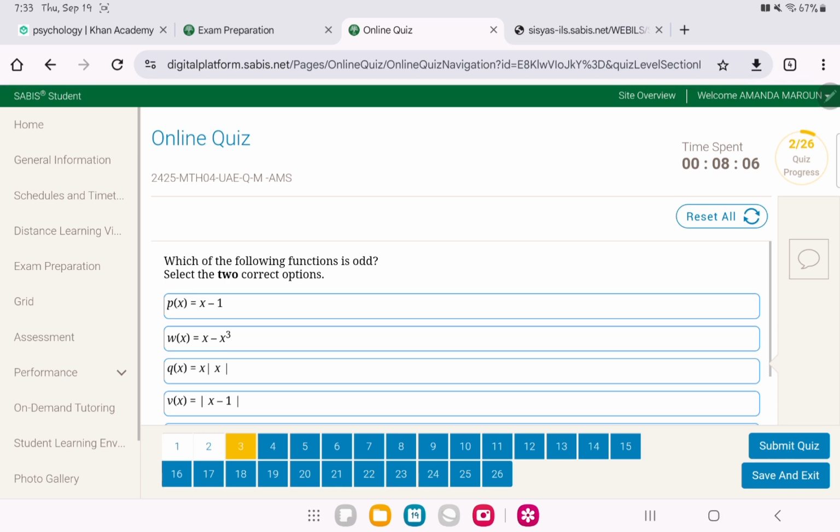Question number 3. Before they asked us for even, now they ask us for odd. Whenever we have odd, we have 3 steps to do.